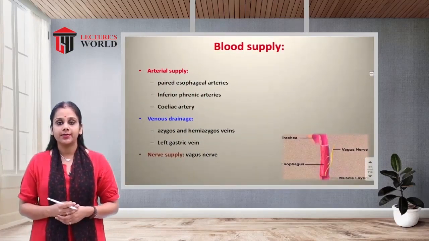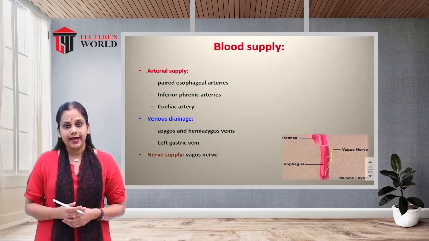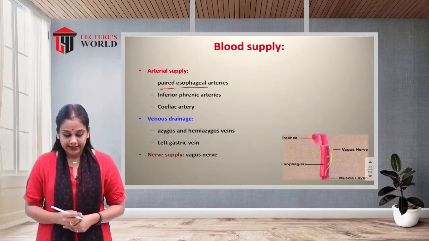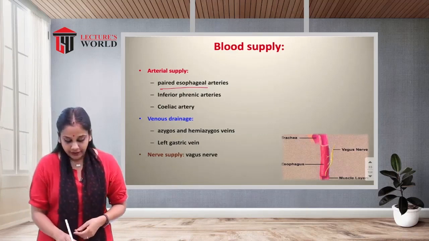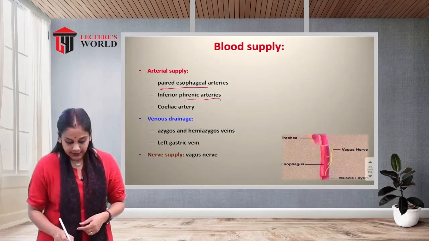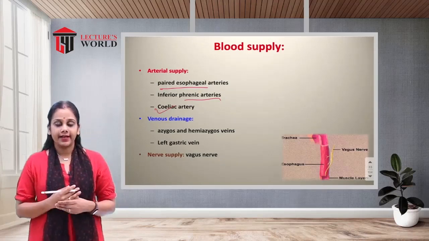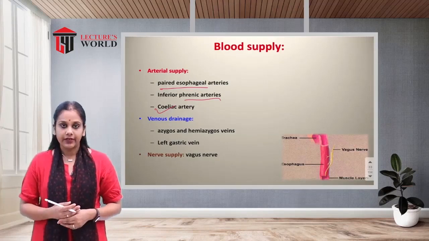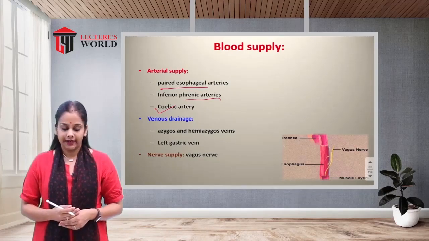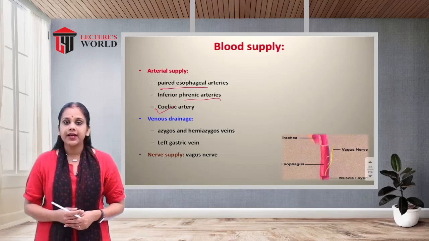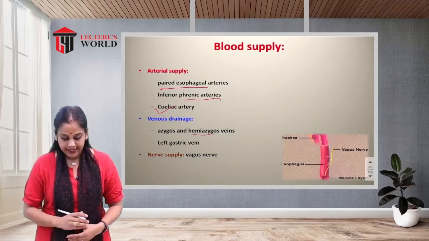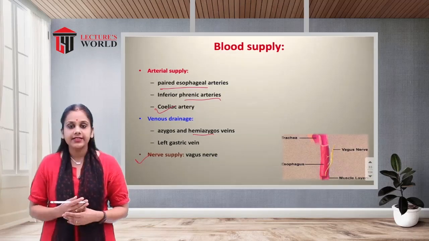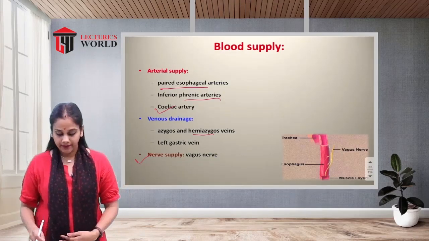Now we will see the blood supply of the esophagus. First is the arterial blood supply. Three arteries are there: the paired esophageal artery, the inferior phrenic artery, and the celiac artery. Venous drainage is done by the azygos vein, hemiazygos vein and left gastric vein. Then the nerve supply is given by the vagus nerve.